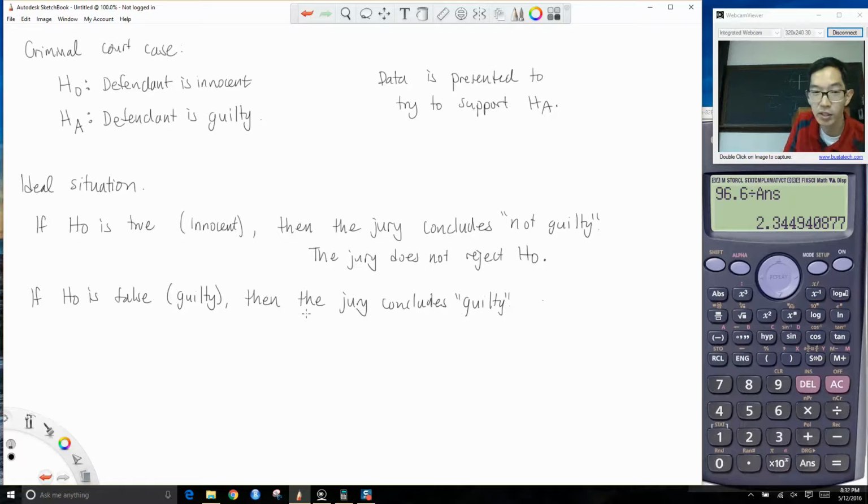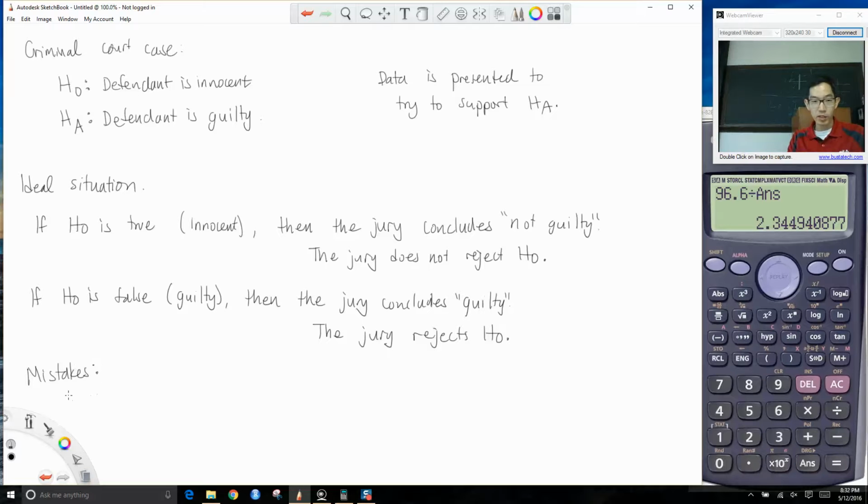Okay, and so the jury rejects the null hypothesis. So the null hypothesis is false. Ideally, we reject the null. And ideally, if the null is true, we do not reject the null. Okay, so this is the ideal situation. But again, in life where not all information is available to us, sometimes we make mistakes.